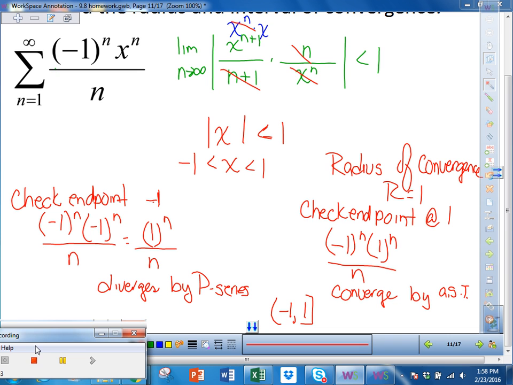Yes? When we multiplied -1 to the n times -1 to the n, so we just leave the exponent alone and just multiply the two? Yes. When we multiply -1 to the n, if the exponents are the same, we multiply the bases.